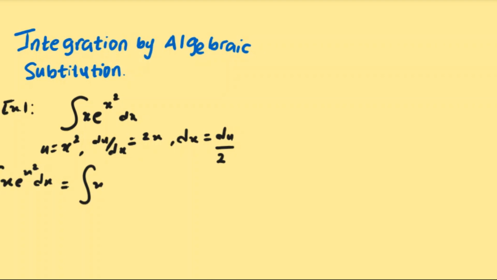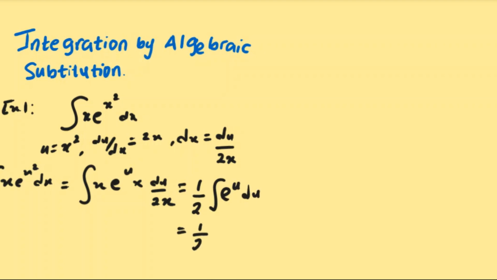So the integral of x e raised to power x squared dx is now equivalent to the integral of x multiplied by e raised to power u, multiplied by dx. Our dx is now du divided by 2x. So x multiplied by this x will cancel out. What will be left is 1 over 2, so we can factorize that 1 over 2 out. This will give us 1 over 2 the integral of e raised to power u du.